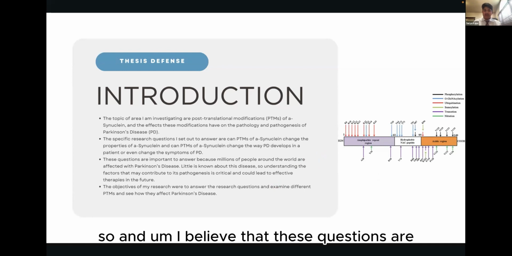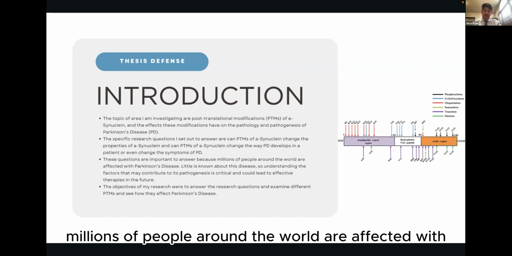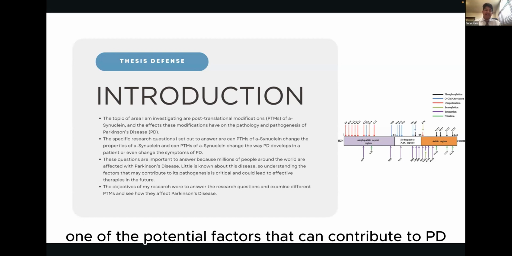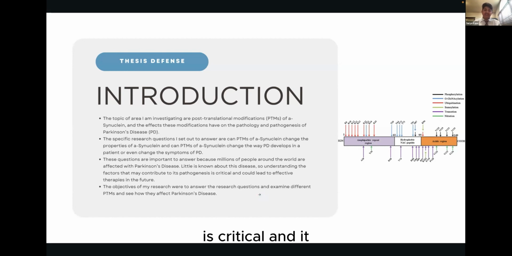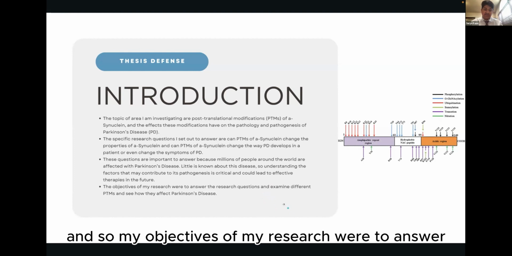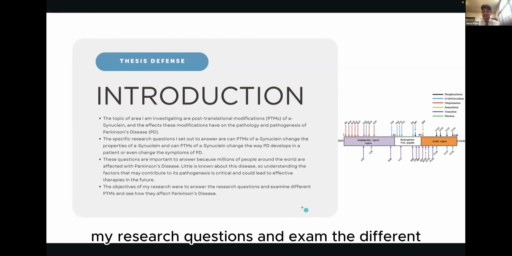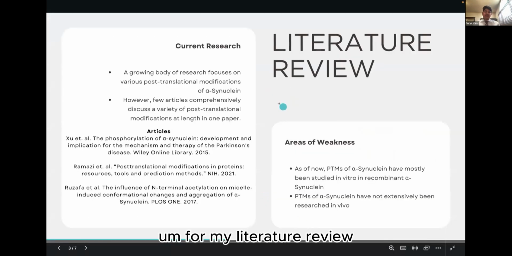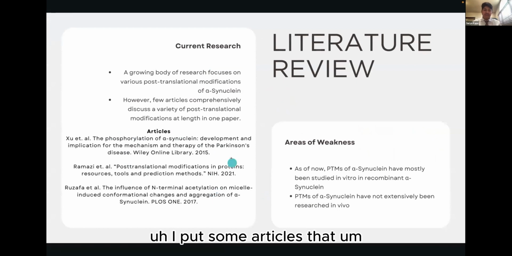I believe that these questions are important to answer because millions of people around the world are affected with Parkinson's disease, and very little is known about this disease. So understanding one of the potential factors that can contribute to PD is critical, and it could also lead to therapies in the future. My objectives were to answer my research questions and examine different post-translational modifications of alpha-synuclein.